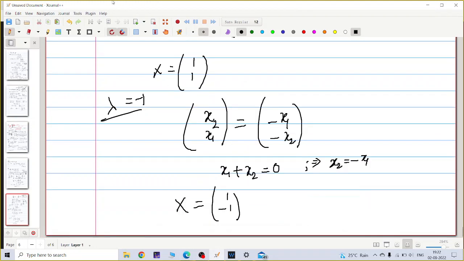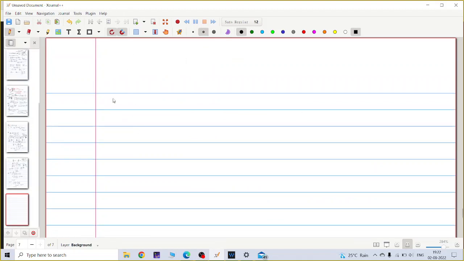Page is visible, my handwriting. Yeah, it is visible.